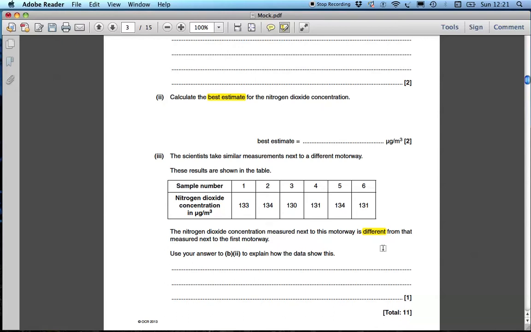So just keep that in mind when you're asked about 2 sets of data being different. What they're really getting at is the range bars and whether or not they overlap.